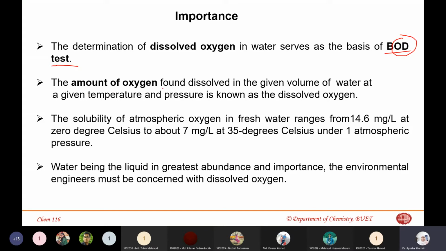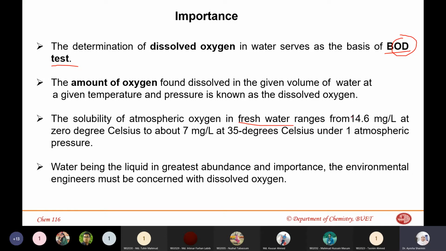The amount of oxygen found dissolved in a given volume of water at a given temperature and pressure is known as the dissolved oxygen that we already have talked about. The solubility of atmospheric oxygen in fresh water, see, with salinity, that means seawater, will be different. So this is for fresh water when you don't have too much salinity.